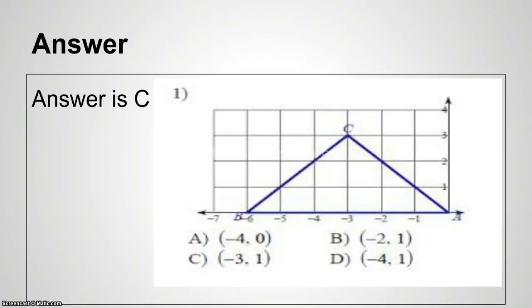Now, just looking at the diagram, we can figure this out. The centroid is the center of the triangle, and as we can see in this one, the center of the triangle is negative 3, 1. You could do this by going 3 over and going 1 up, and you can see that it's directly in the center of the triangle. So that's why the answer is C.